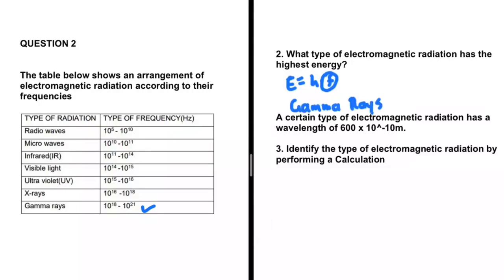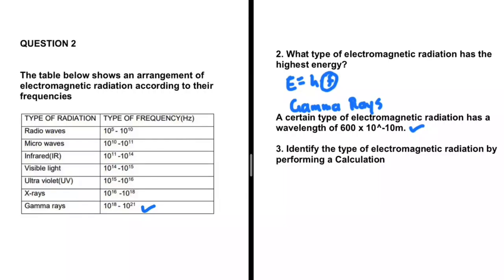A certain type of electromagnetic radiation has a wavelength of 600 times 10 to the minus 10 meters. Identify the type of electromagnetic radiation by performing a calculation. In the previous question, we were given the energy and we calculated the frequency. Here we are given the wavelength, and we are going to do the same thing, because what we have is type of radiation and frequency. So we just convert whatever we have to frequency, and from the frequency we calculate, we'll be able to identify the type of radiation.